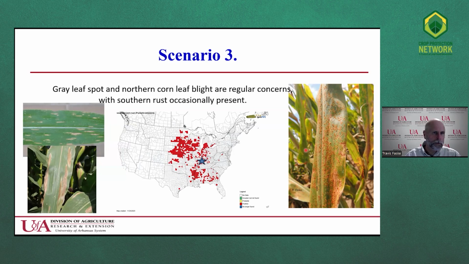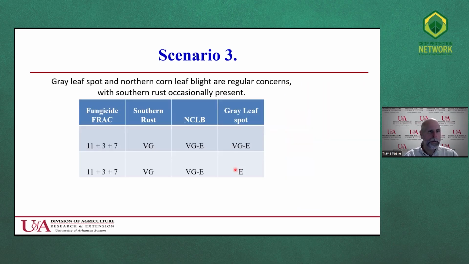All right, last scenario here. Again, somebody that's dealing with maybe gray leaf spot, NCLB on a regular basis, and then occasionally something for southern rust, but really needs something for all three, right? That's where it becomes a little more complicated, but here we go. So both of these are three-way premix fungicides. Both are very good for southern rust, both very good for northern corn leaf blight, and for gray leaf spot. There's not really a whole lot of difference between those two.